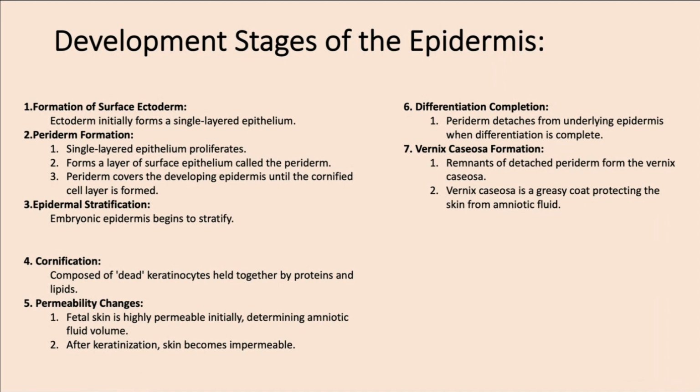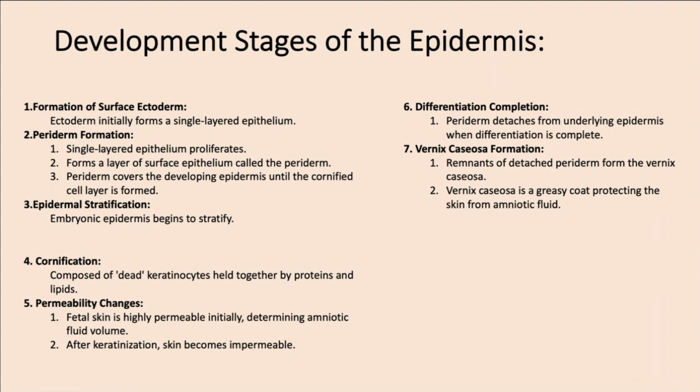After keratinization, which basically means the cells become keratinized, the skin then becomes impermeable, because after that you don't need the amniotic fluid anymore. So we said that the periderm is a protective layer that goes over the epidermis as the epidermis is developing. But towards the end of the epidermal development, the periderm is going to detach itself because it's then done its function.